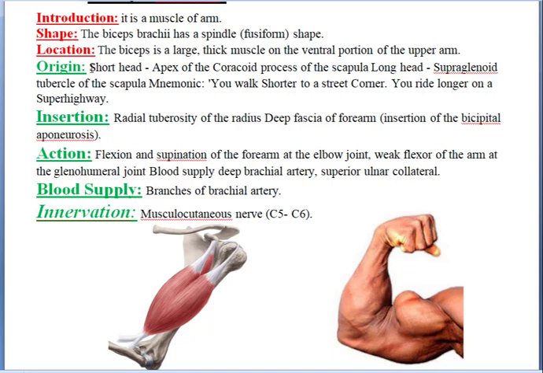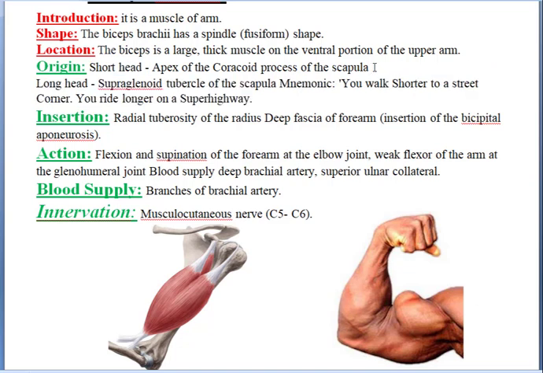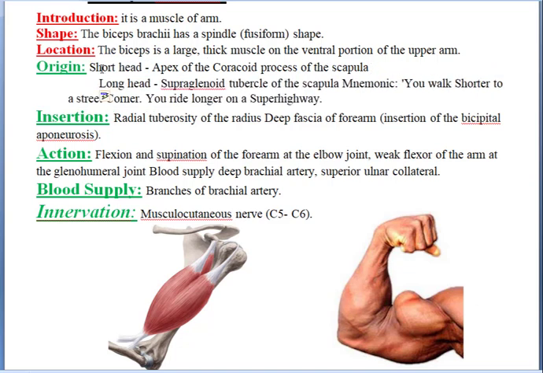The biceps muscle has two heads, the short head and then the long head. There is short head and there is long head. The short head of the biceps brachii gets its origin from the apex of the coracoid process of the scapula. This is the coracoid process of the scapula, and this is the apex of it. So this is the short head of the biceps brachii muscle. It gets its origin from the apex of the coracoid process of the scapula.